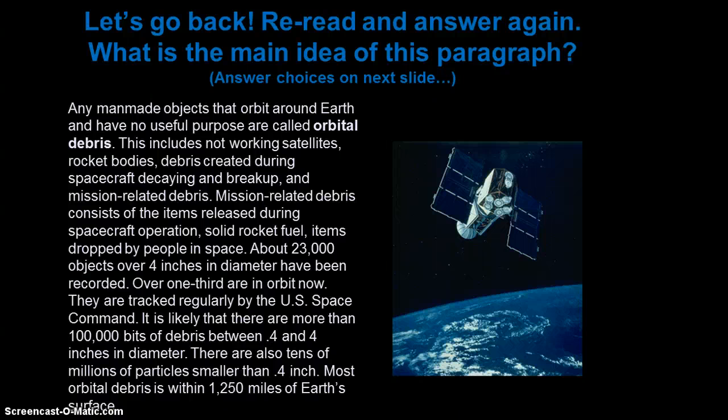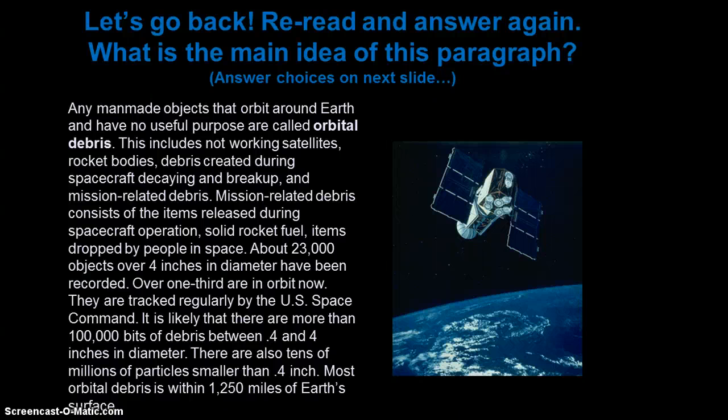Mission-related debris consists of the items released during spacecraft operation, solid fuel, rocket fuel, items dropped by people in space, and about 23,000 objects over 4 inches in diameter have been recorded. Over 1/3 are in orbit now. They are tracked regularly by the U.S. Space Command. It is likely that there are more than 100,000 bits of debris between 0.4 and 4 inches in diameter. There are also tens of millions of particles smaller than 0.4 of an inch. Most orbital debris is within 1,250 miles of Earth's surface.